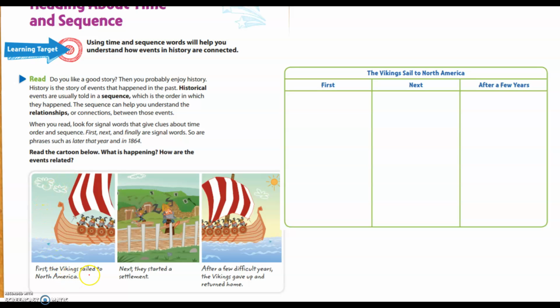First, the Vikings sailed to America. The word first tells me that this is the first thing that happened in the beginning. Next, they started a settlement. The word next tells me this is what happened after they sailed to North America. After a few difficult years, the Vikings gave up and returned home. After a few difficult years tells me this is what happened after they started the settlement.